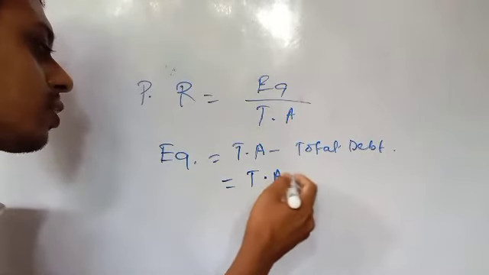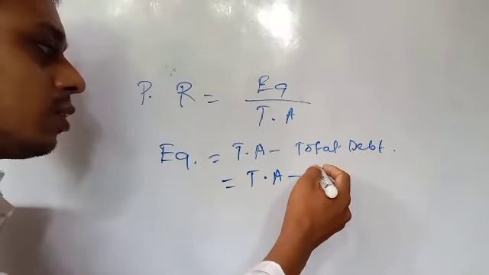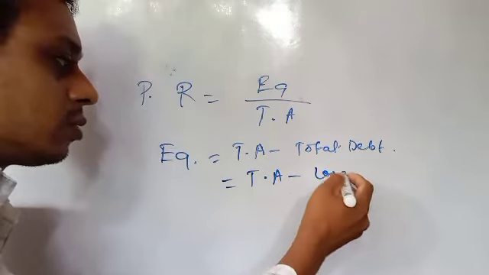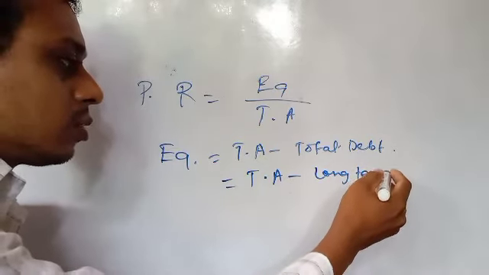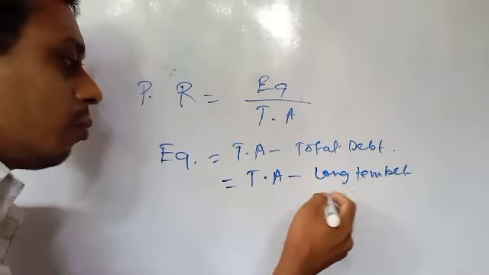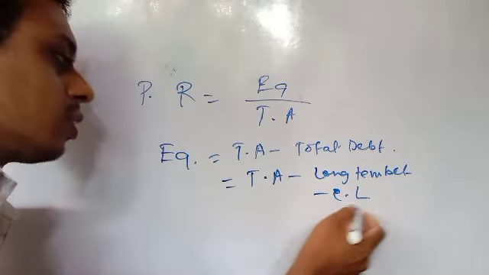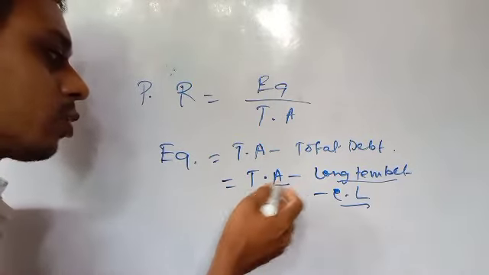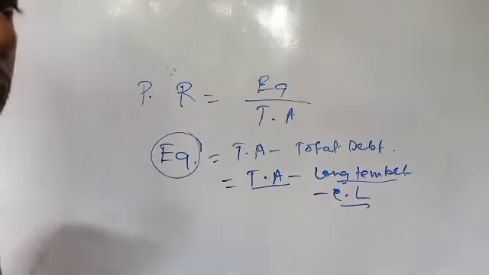Now total debt means what? Long term debt plus current liability. So if current liability, long term debt and total asset are given, easily we can find out the equity.